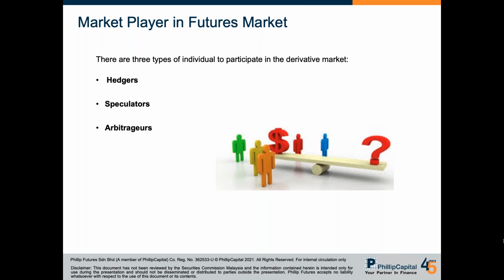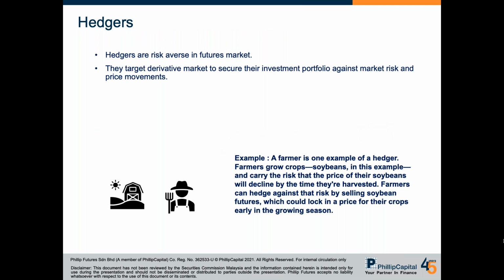Hedgers are mostly farmers, manufacturers, importers or exporters who wish to secure a future price for a commodity in order to protect themselves against the volatility of the commodity price. In other words, hedgers use futures contracts to protect themselves against price risk. Hedgers are commercial producers and consumers of the traded commodities. They participate in the futures market to manage their price risk, to protect themselves against the risk of losses from price fluctuations.